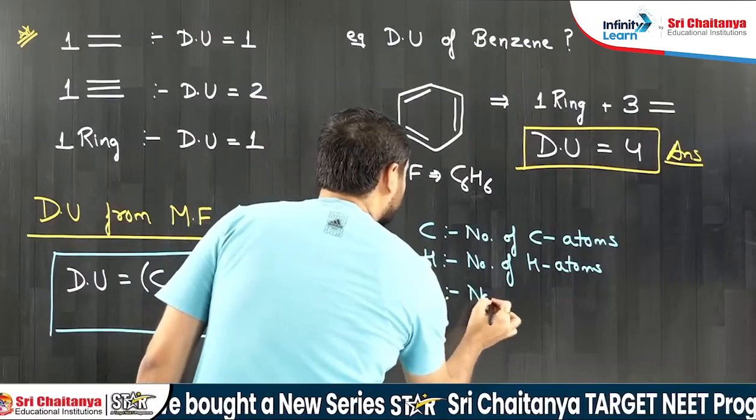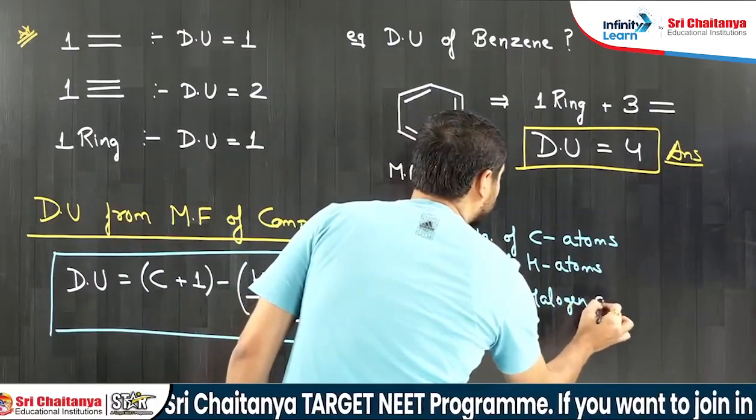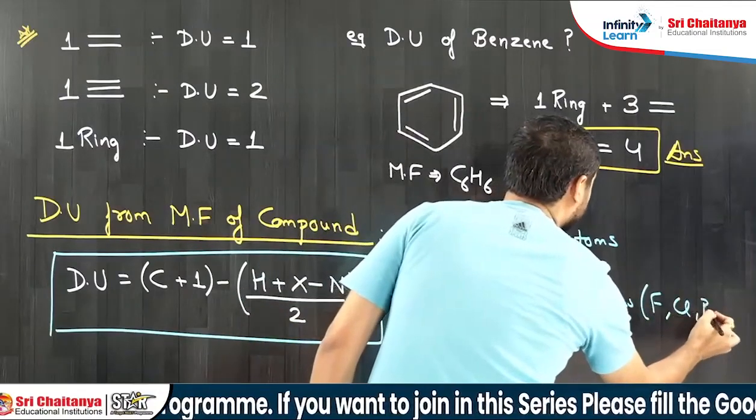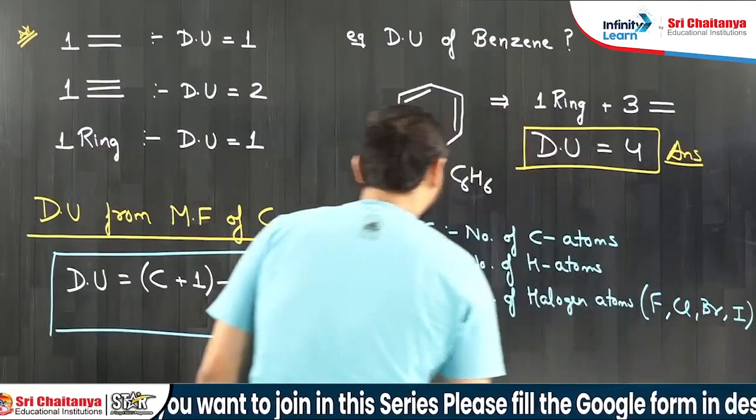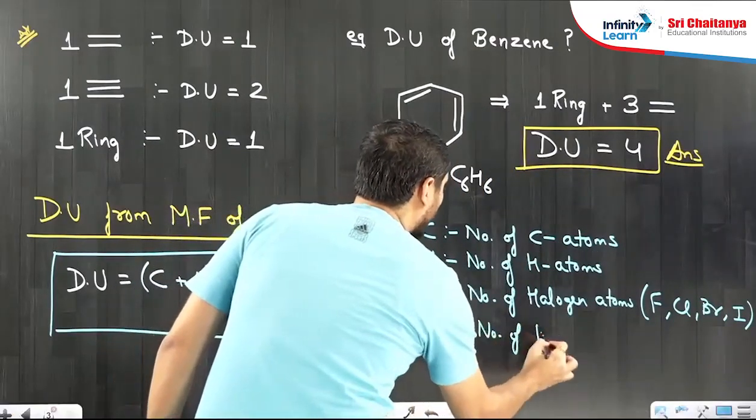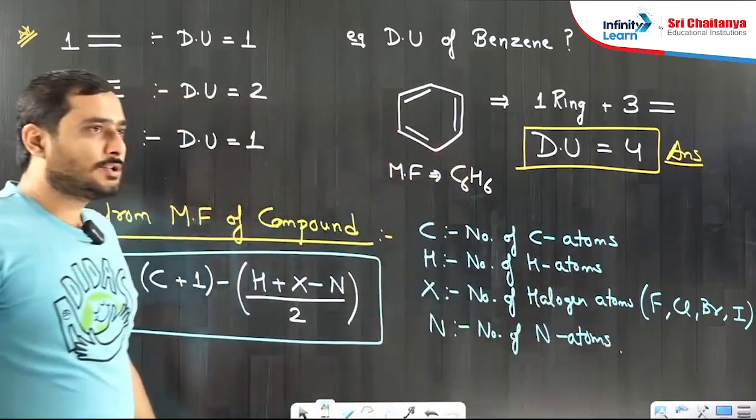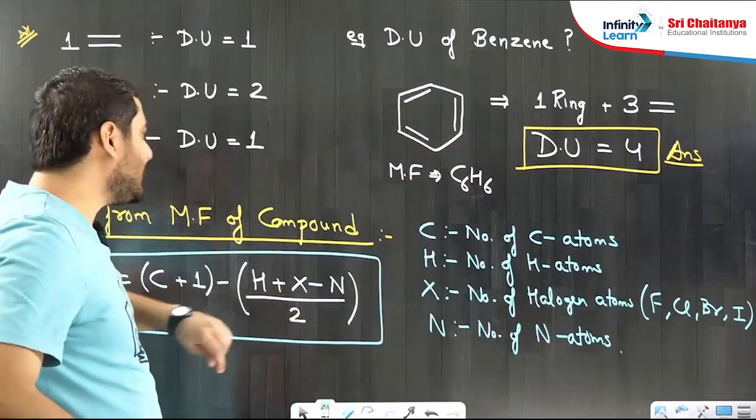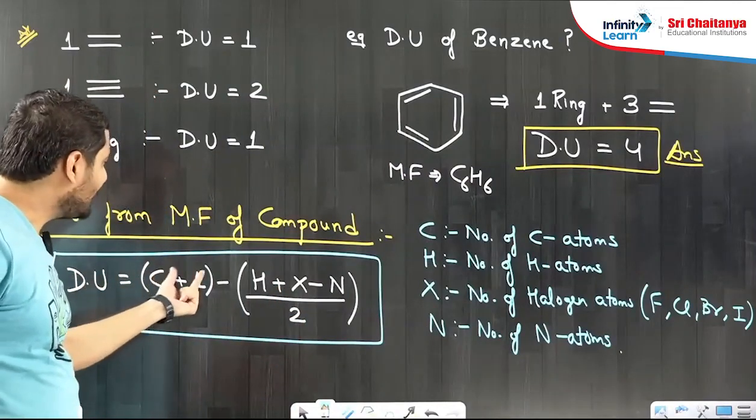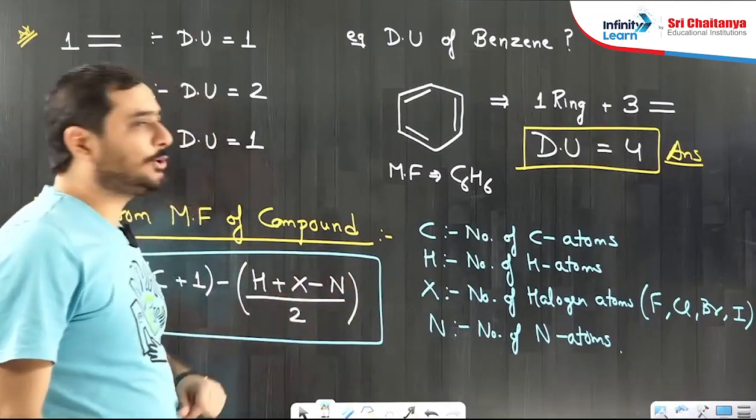In the molecular formula, what is X here? X represents the number of halogen atoms. Halogens, you know, are fluorine, chlorine, bromine, iodine. And N represents the number of nitrogen atoms. So whenever a molecular formula is given, what is the formula for degree of unsaturation? C plus 1 minus H plus X minus N, divided by 2.